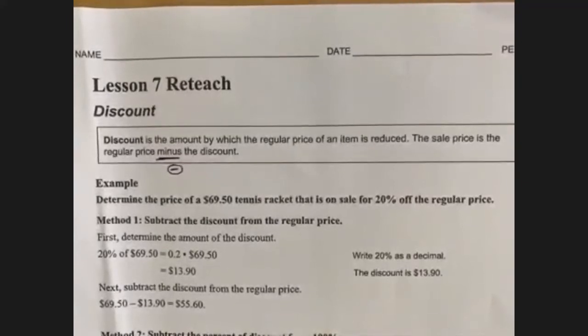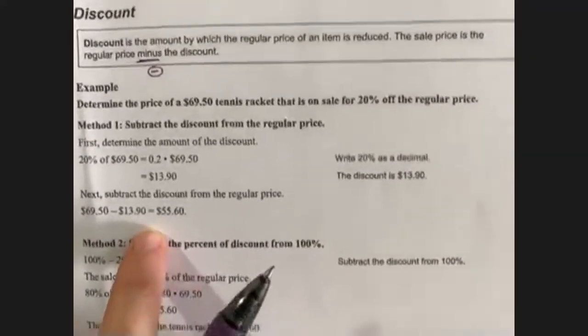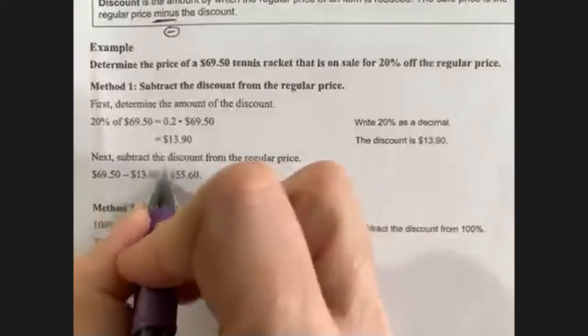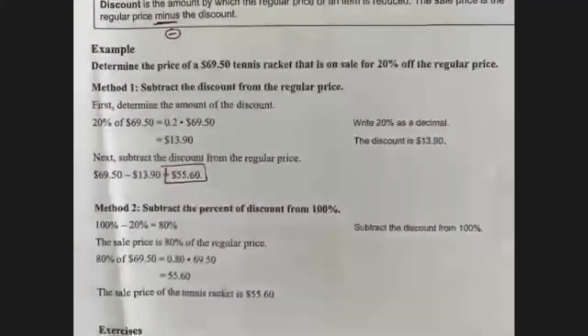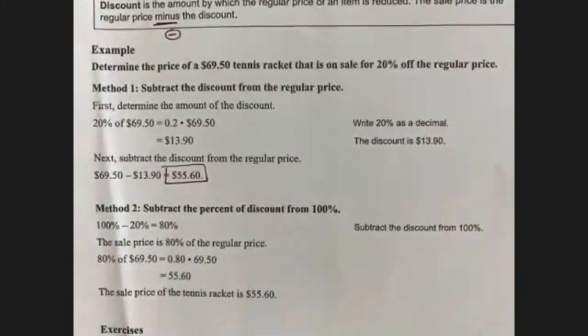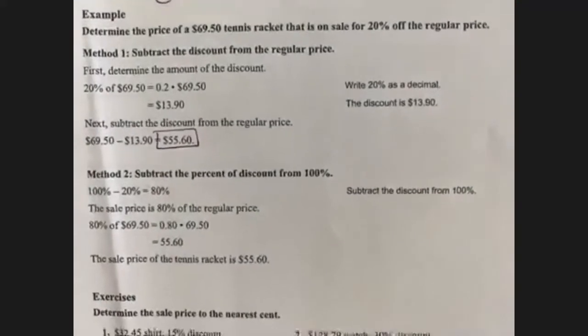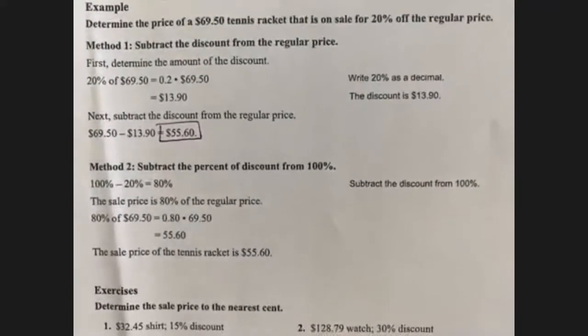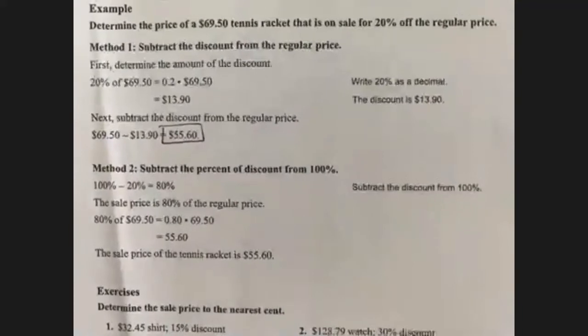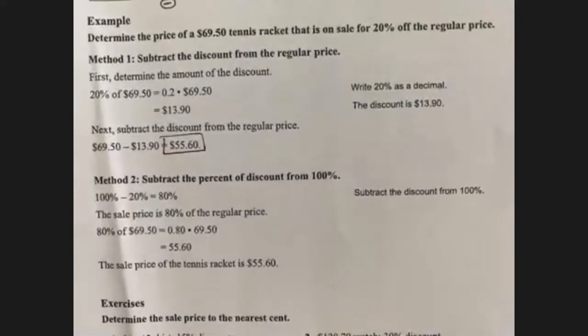So that means I'm going to subtract, not add today, take it away from my original price, and I'm going to spend $55.60 on that racket. Woohoo! And right now with the holidays coming up, this is a great time to really see those sales prices happening. So take a look at method 2, subtract the percent of discount from 100%.